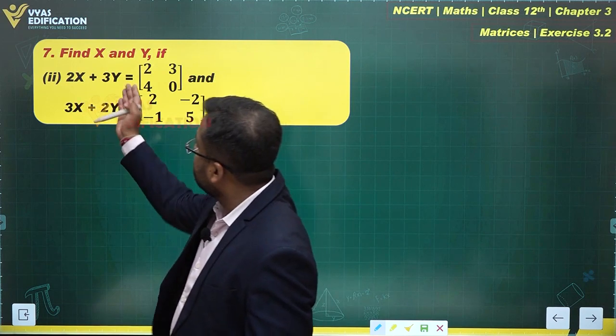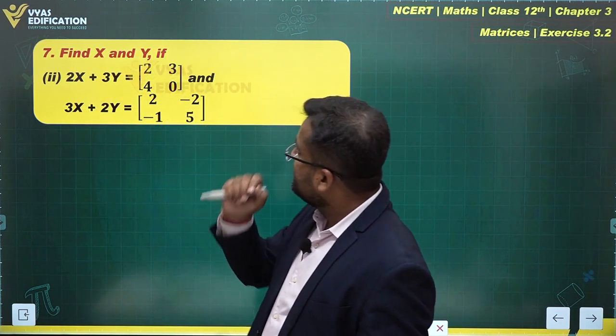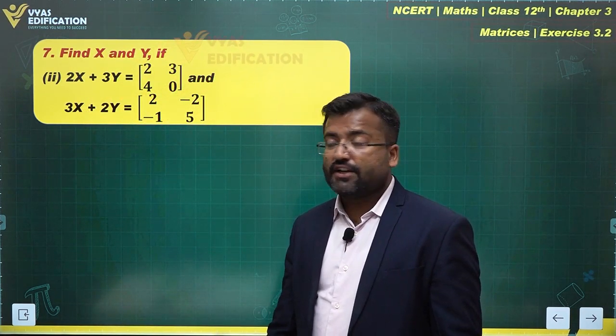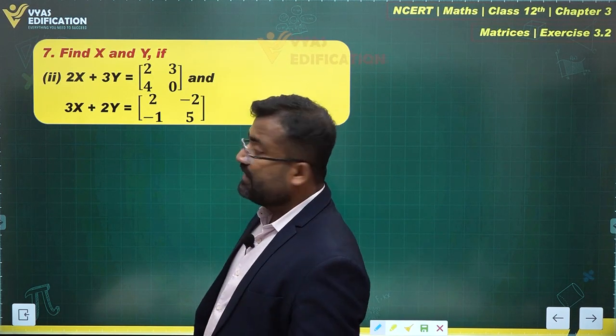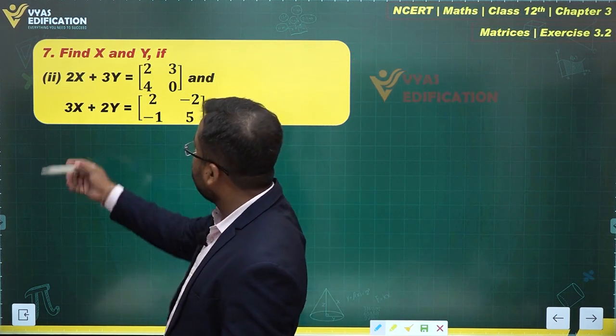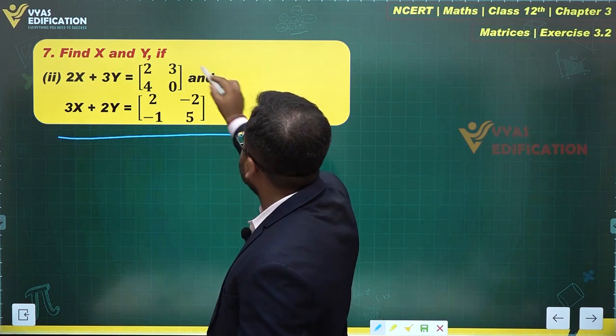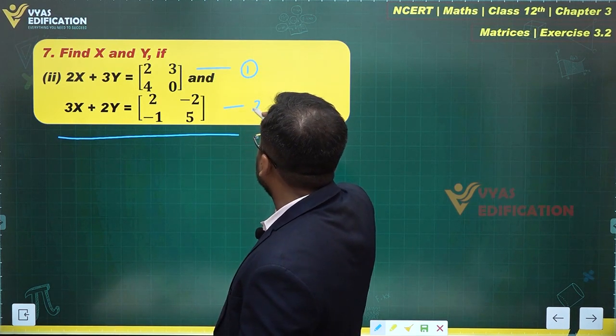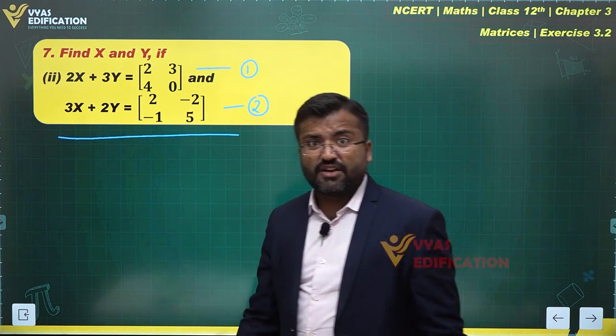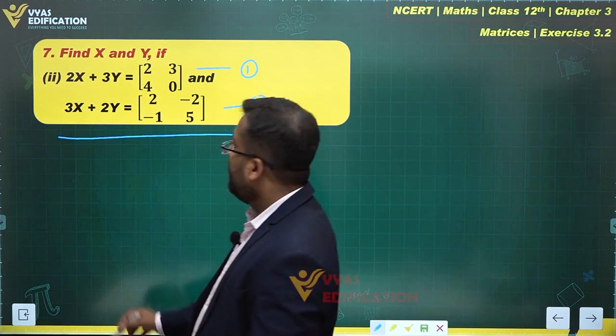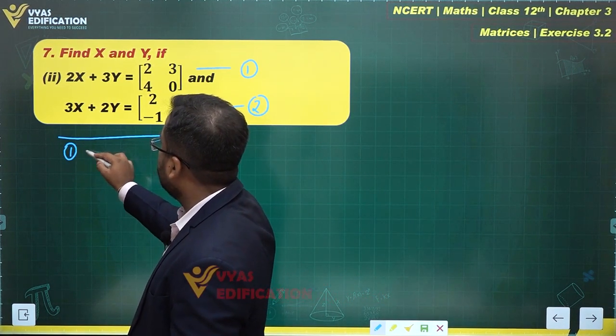You observe this is 2x plus 3y, 3x plus 2y. What I observe is, can I do this? Let's do one thing. What are we supposed to do? Let's add these two equations. Let's say this is equation number 1, this is equation number 2. The given equations, these are equation number 1 and equation number 2. And let's add them together, 1 plus 2.